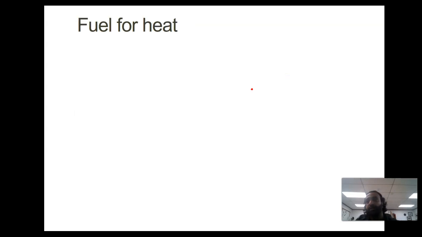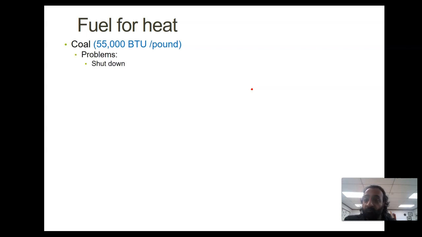Okay, for us to make heat, we said we have two options. Either we use heat pumps or we use combustion, which is burning stuff and making heat. Coal is still very common. Coal is king, still very common and has a lot of energy. The energy we get from coal is 55,000 BTU per pound, depending on the type of coal.